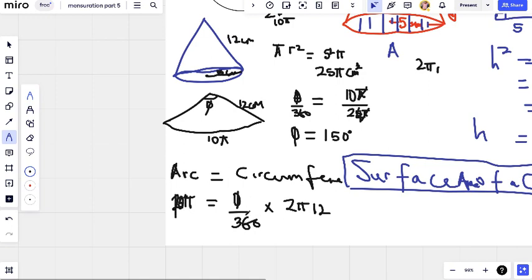So 10 pi is equal to phi over 360 times 24 pi. If you evaluate, you have 10 pi is equal to 24 pi phi. Why 24? 2 times 12 times pi, you get 24 pi. I'm only multiplying everything on the numerator, everything on top. Divide by 360.